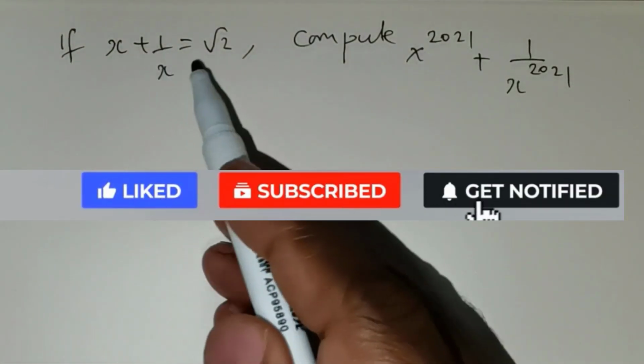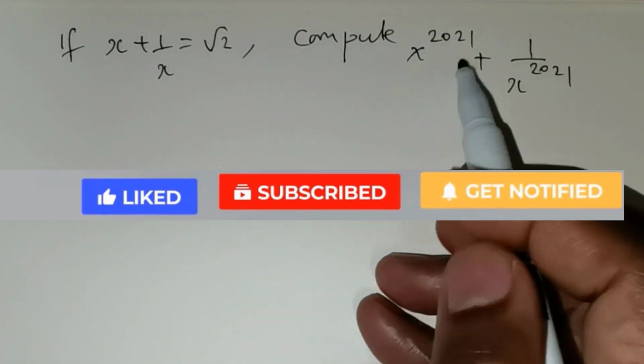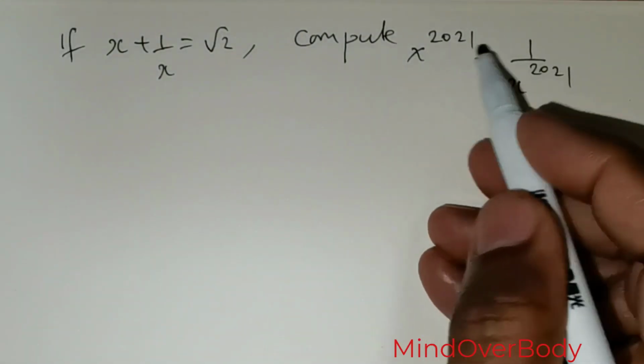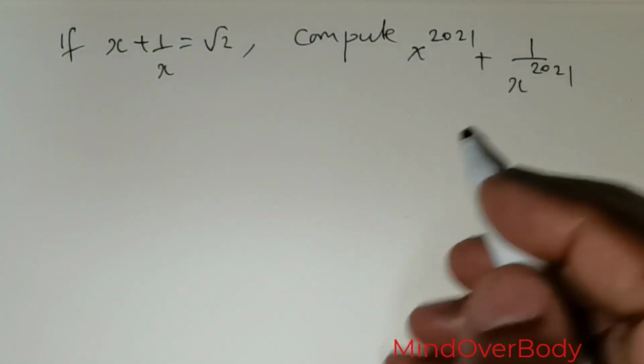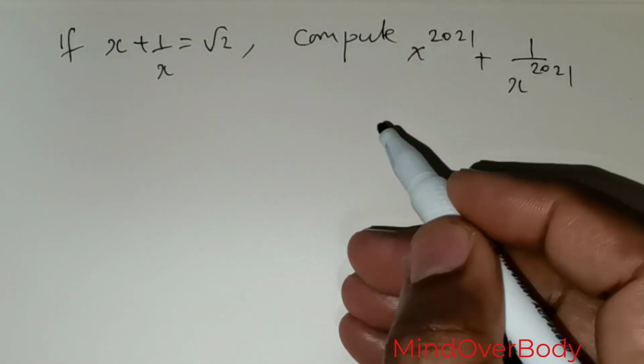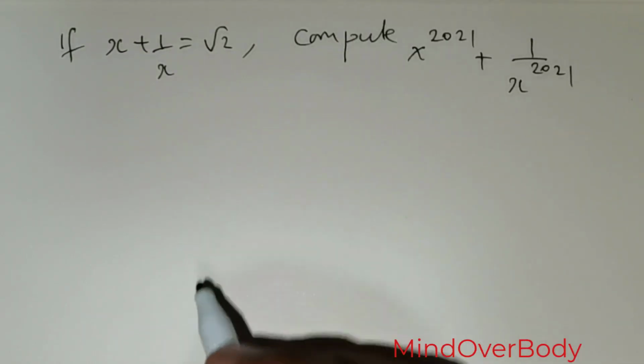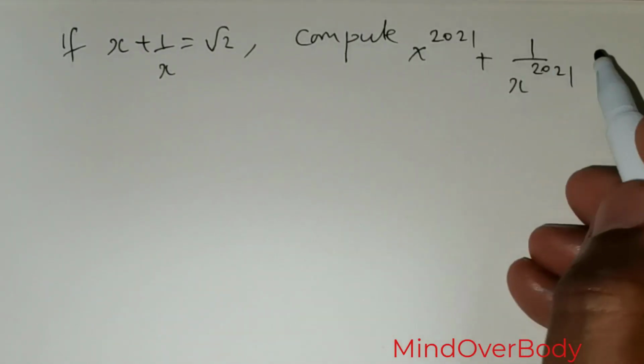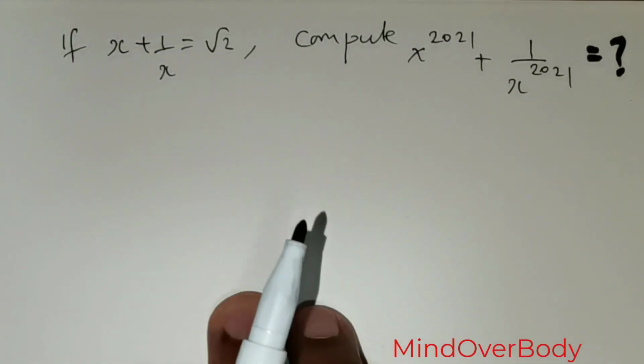x plus 1 over x is equal to square root of 2. We are expected to compute x raised to the power 2021 plus 1 over x raised to the power 2021. Now there are many ways to approach this question. I will show you two different ways by which we will be able to obtain the result to this question.